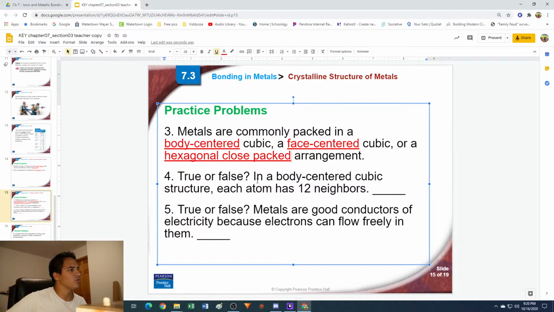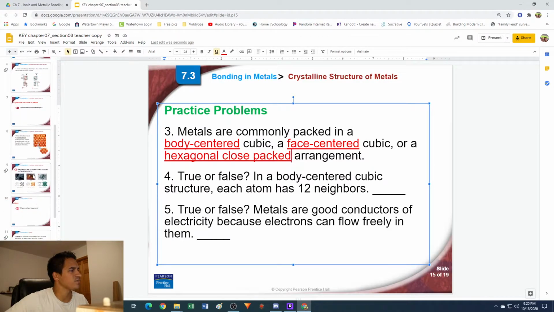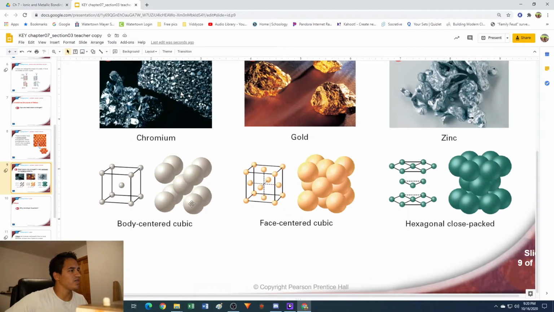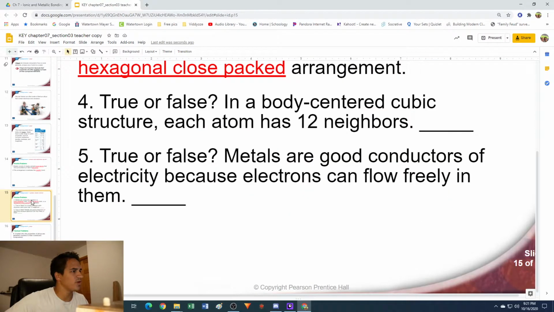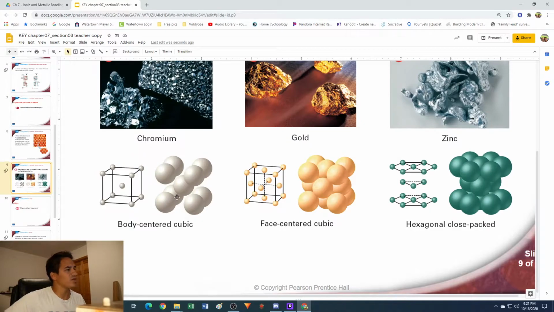All right, number 4, true or false. In a body-centered cubic structure, each atom has 12 neighbors. Ooh, interesting question. All right, so let's answer this one. Let's go back and look at the notes here. So in a body-centered cubic, they're saying each atom has 12 neighbors. So here is body-centered cubic. I'll just double check to make sure it was body-centered. Yep, body-centered.